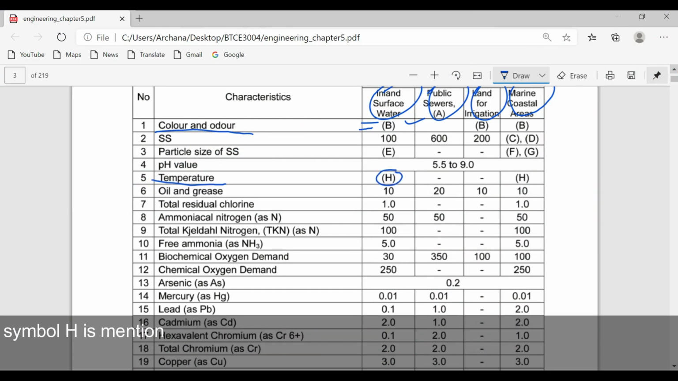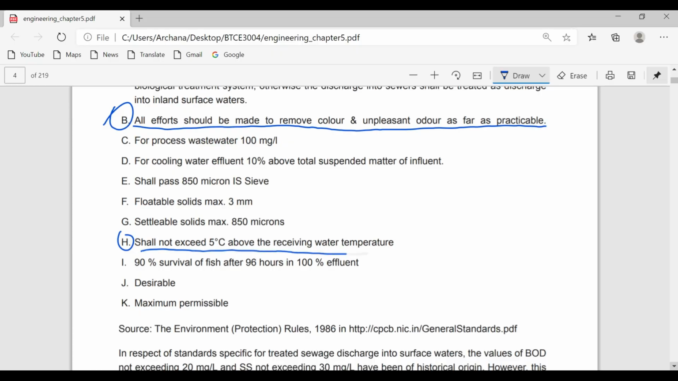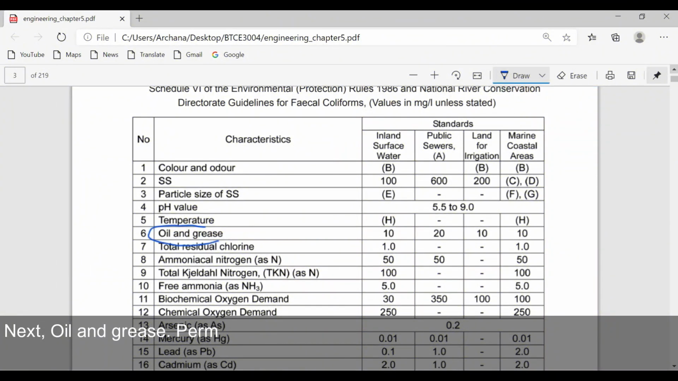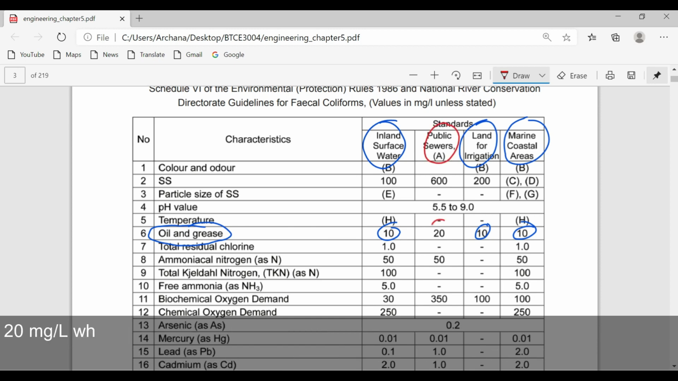Next parameter is the temperature. Symbol H is mentioned against temperature. H means wastewater should not have a temperature more than 5 degrees Celsius above the receiving water temperature. Next, oil and grease. The permissible limit of oil and grease is 10 mg per liter when wastewater is going to be dumped into a surface water source. However, this value goes up to 20 mg per liter when disposed of into a sewer.